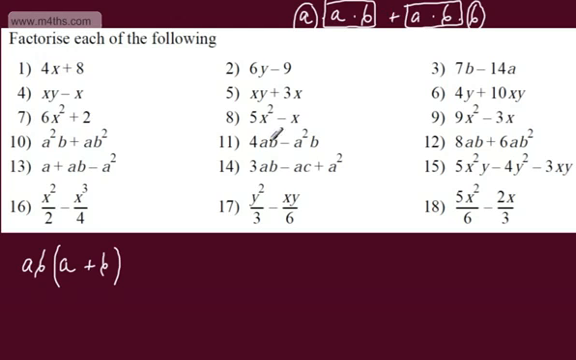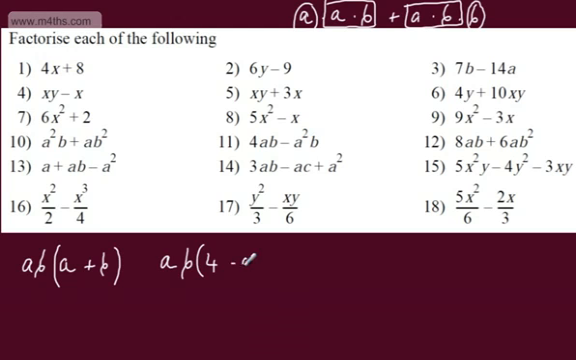We've got 4ab minus a squared b. So I can take out an ab in this one. If I take out ab, that's going to leave me now on the outside ab. What do I need to multiply that by to get 4ab? The answer is 4. What do I need to multiply ab by to get minus a squared b?